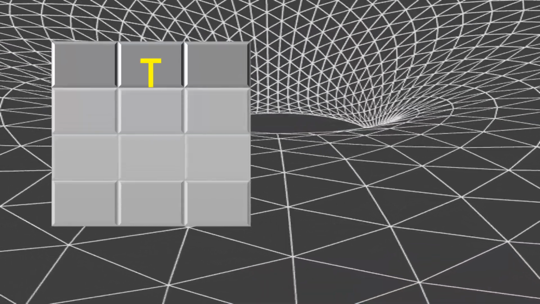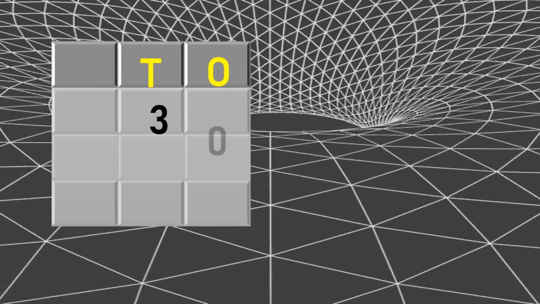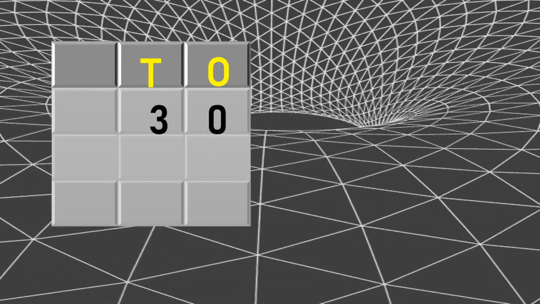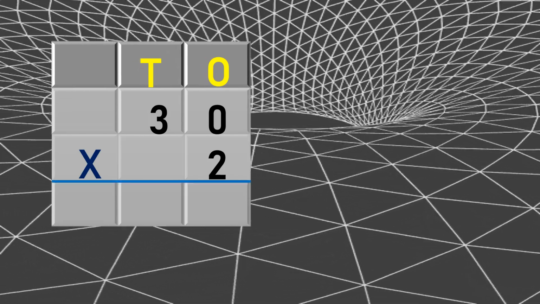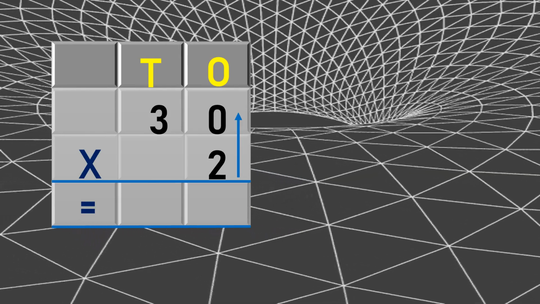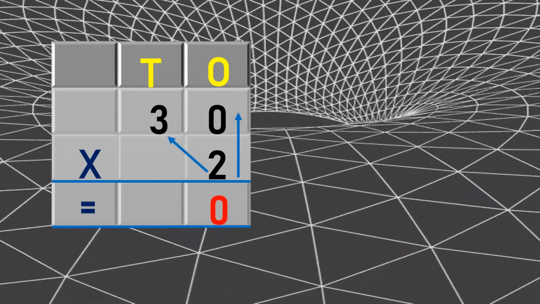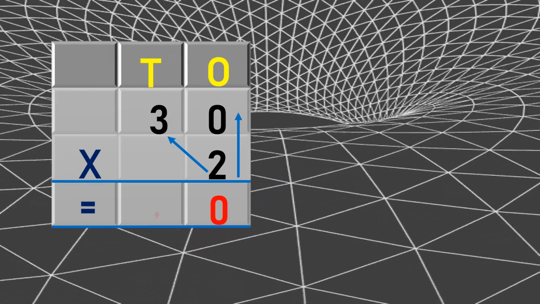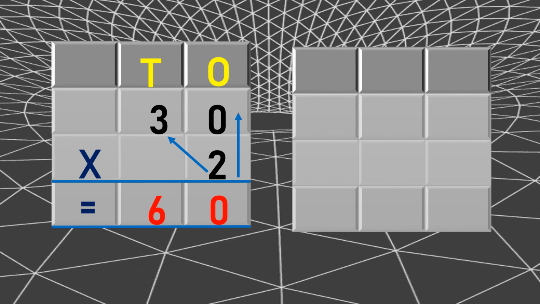Let's practice more. 30 multiplied by 2 gives you the answer: 2 zeros are 0 and 2 threes are 6. So my answer will be 60.